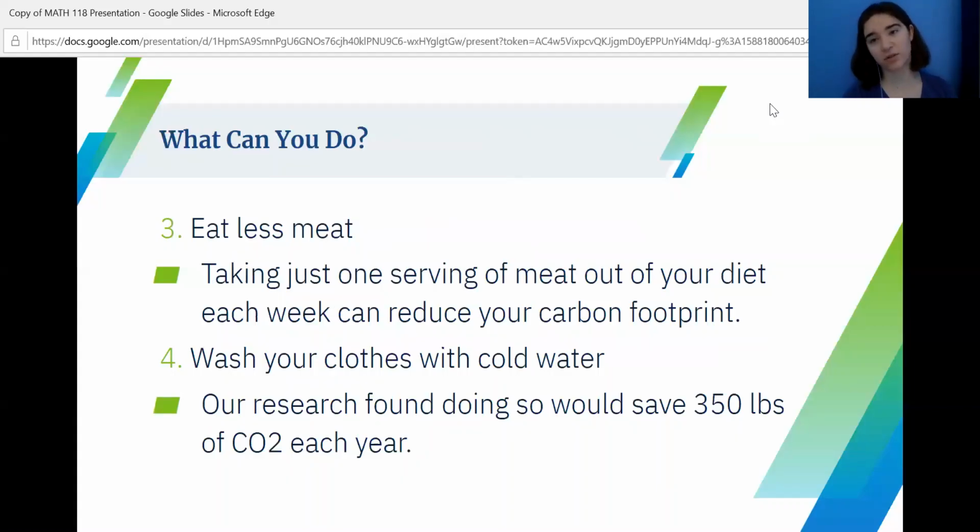So next couple things you can do, of course, eat less meat. Not advocating for any particular diet or anything, just, the numbers show that taking at least 1 serving of meat out of your diet each week can help reduce your carbon footprint quite significantly. Additionally, when it comes to washing your clothes, you can also consider using cold water. We have found a figure that said you could save 350 pounds of CO2 each year by doing so.